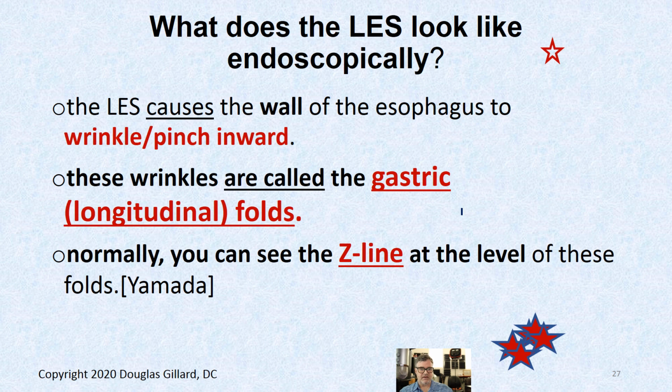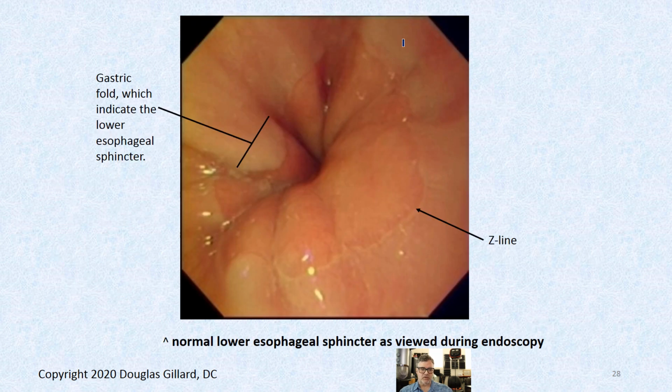We've already covered that. What does the lower esophageal sphincter look like endoscopically? Well, because it's naturally closed, it's pinched off, and you have these folds where the esophagus buckles in. Those are called gastric folds. So here's a very good example of gastric folds. We have an endoscope, a little camera going down the esophagus, and it's coming to this region, and you can see the folds. We know we're at the lower esophageal sphincter when we see this, right? The middle of the esophagus is still open, but not down here.